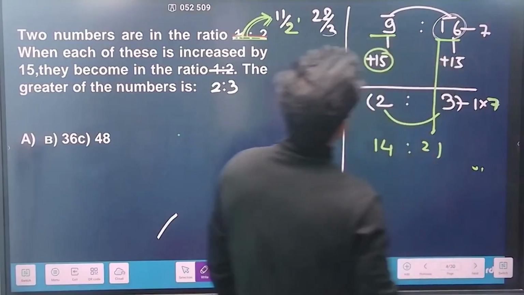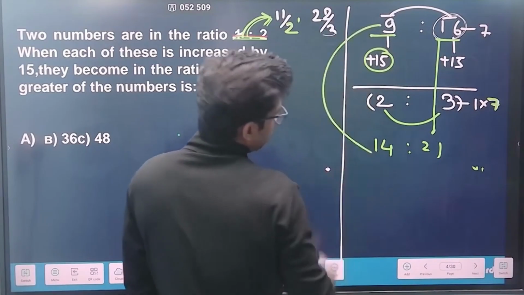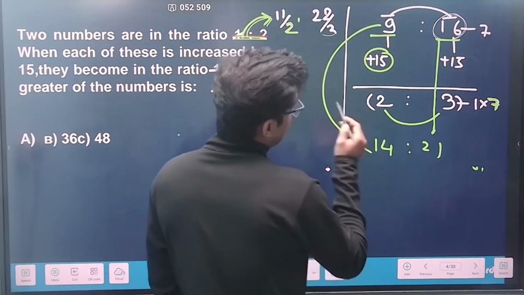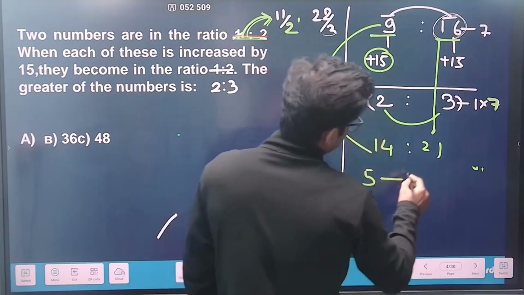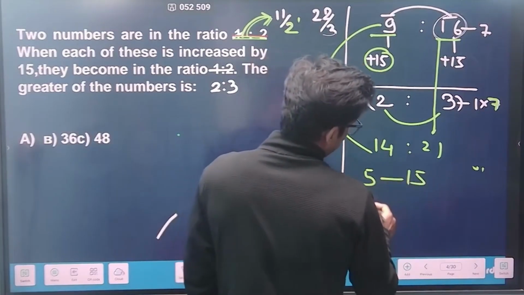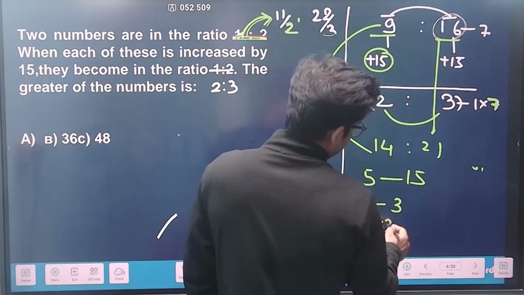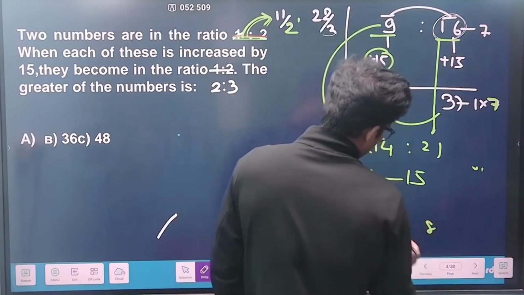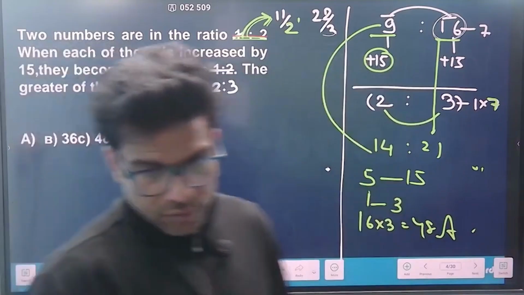Correct now? Now basically, how much is added? Now 9 becomes 14. If 9 is becoming 14, technically how much is getting added? 5 is getting added, but according to you, 15 is getting added. So if 5 is 15, 1 is 3. If 1 is 3, 16 would be 16 into 3. 6 3s are 18, 1, 48 is the answer. Come on, then also you can figure it out.